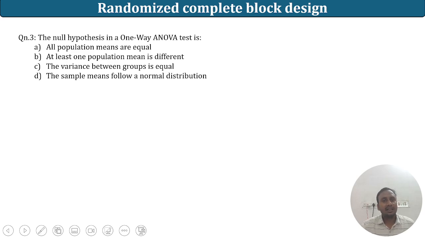Now the third one: the null hypothesis in a one-way ANOVA test is used for. It's again a simple one. I'll wait just 1 minute.